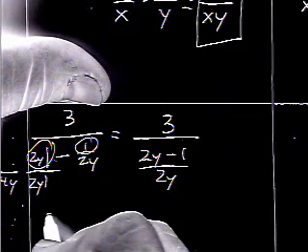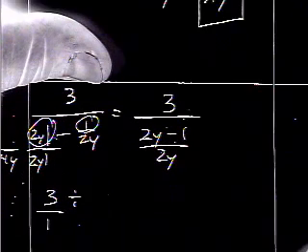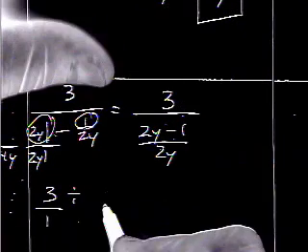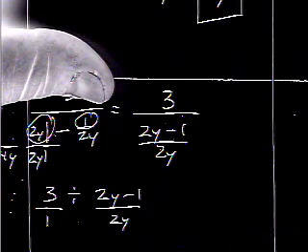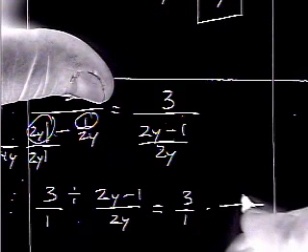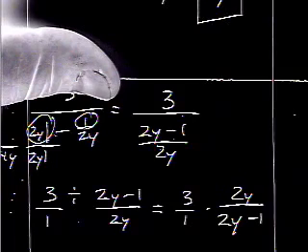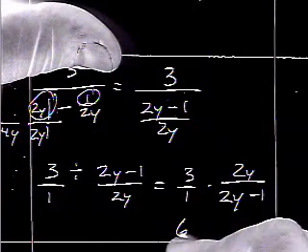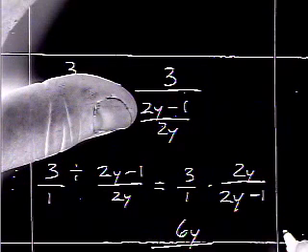Now, if you want to, you can think of that in a side-by-side format, right? 3 over 1, because anything can be divided by 1, divided by 2y minus 1 over 2y. And then we can flip the second fraction and do our multiplication. Gotta hurry up because the kiddos from next class will be coming soon.